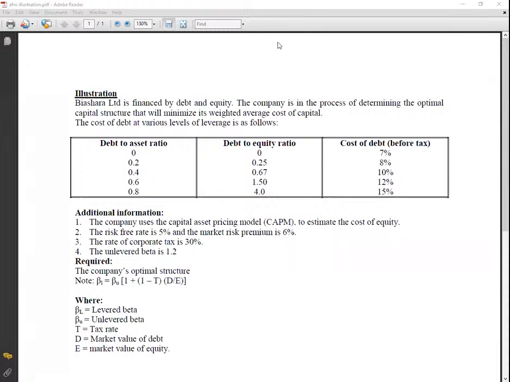The cost of debt at various levels of leverage is as follows. We have the debt to assets ratio, and then we have the debt to equity ratio, and then they have given us the cost of debt before tax, meaning at the end of the day, you have to deduct tax out of the debt cost. Additional information: the company uses CAPM to estimate the cost of equity. The risk-free rate is 5%, the market risk premium is 6%, and the rate of corporation tax is 30%.